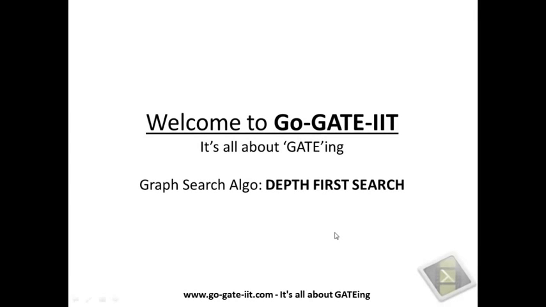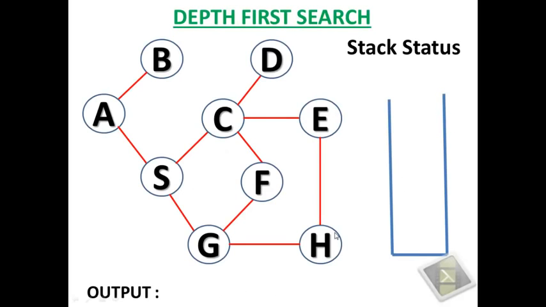Today we are going to discuss one of the important graph traversal techniques, that is depth first search. To proceed further, one must know the stack data structure and its relevant operations, that is push and pop. On the right hand side you can see an empty stack, which is used for keeping track of all the visited nodes. To start with, we have node A. We'll push it to the stack, add it to the output sequence, and mark it as visited.